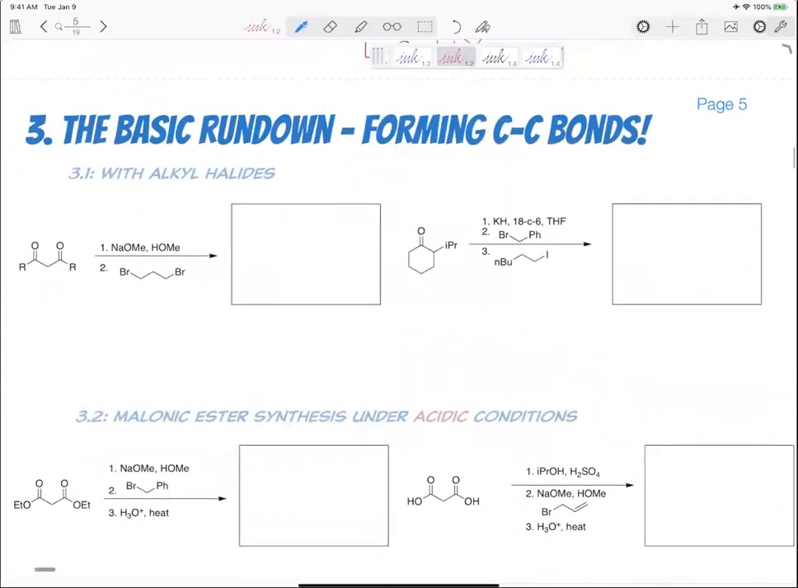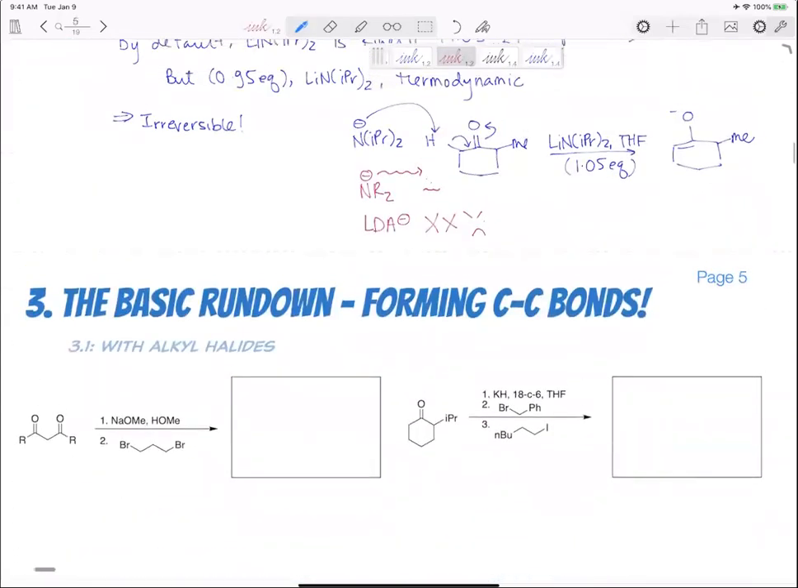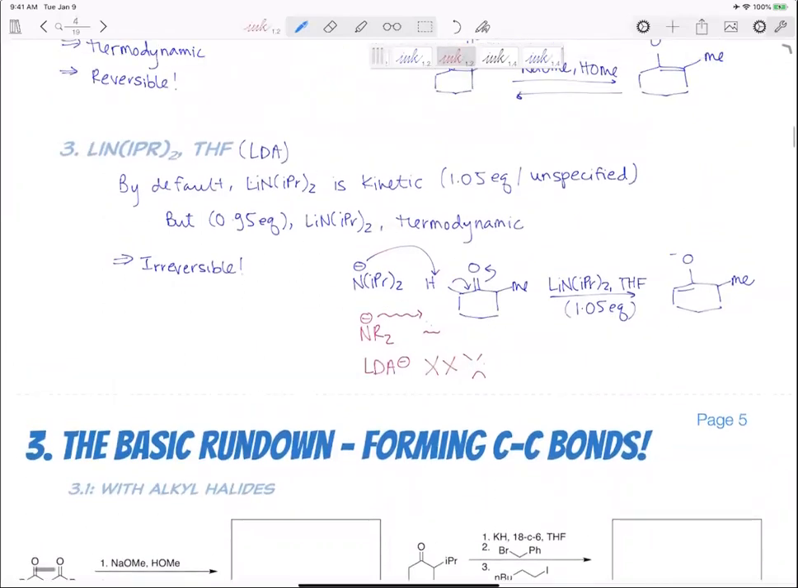All right, so why do you make that? Because remember, when you have an excess of LDA, it becomes kinetic. And by default, LDA is a kinetic base. But we can force it to become a thermodynamic base with just 0.95 equivalents of it. Make sense?